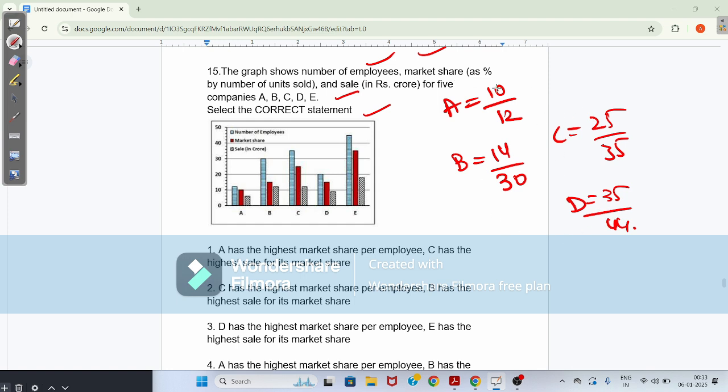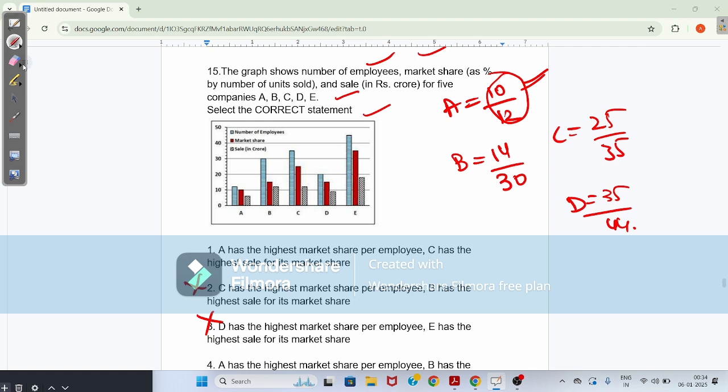For all the ratios, A is the lowest ratio here. So what is the highest ratio here? A has the highest mark per employee here. So this is the more value compared to others. So C and D, these options are wrong here.